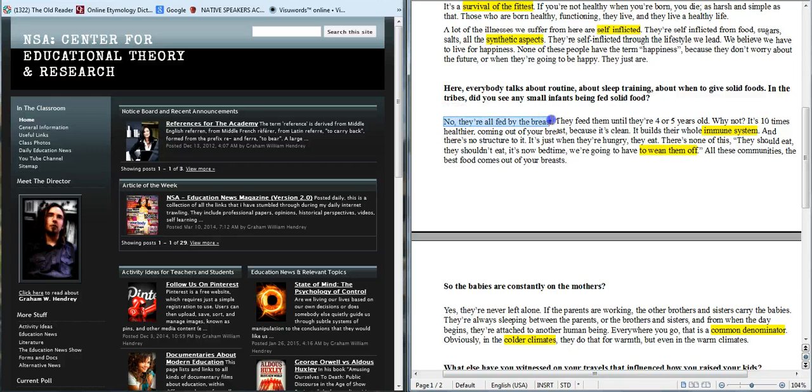No, they're all fed by the breast. They feed them until they are 4 or 5 years old. Why not? It's 10 times healthier coming out of your breast because it's clean. It also, I would add, contains all of the vitamins, minerals, nutrients, DNA and biological information that children desperately need. It builds their whole immune system, and there's no structure to it. It's just when they're hungry, they eat.